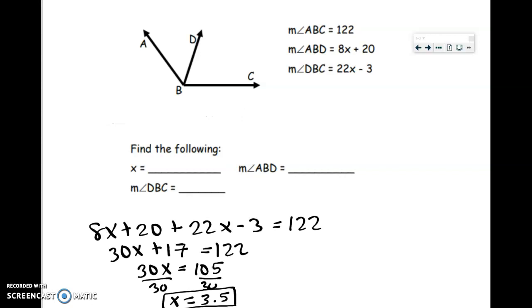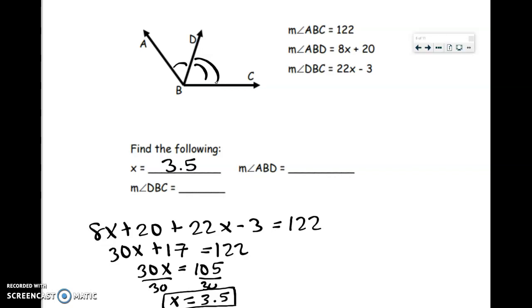If you got 3.5, you are correct. Or if you wrote that as 21 over 6, that also is okay. 3.5 is what I'm going to write here. And now we need to know the measure of the individual angles ABD, this one, and DBC. So what do we do with that 3.5 in order to find them?